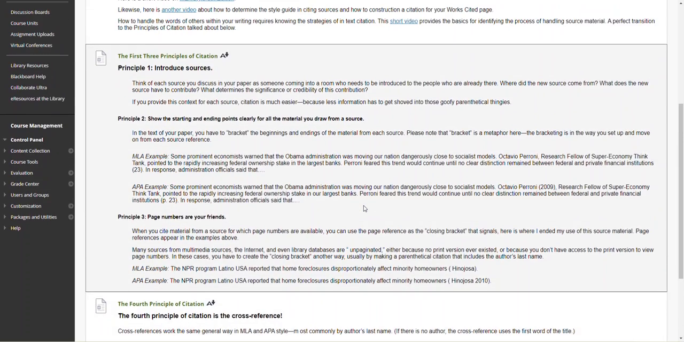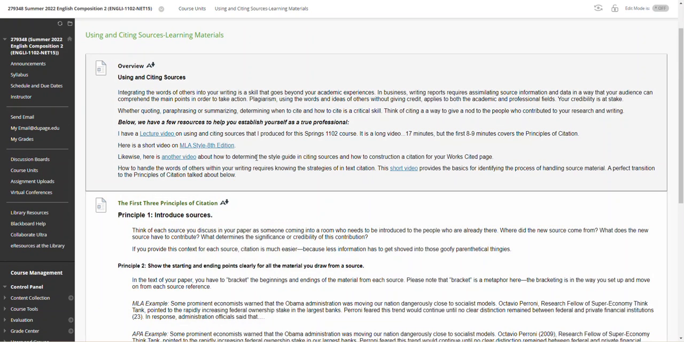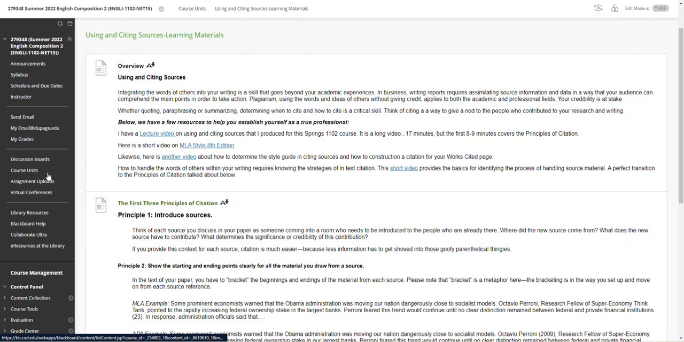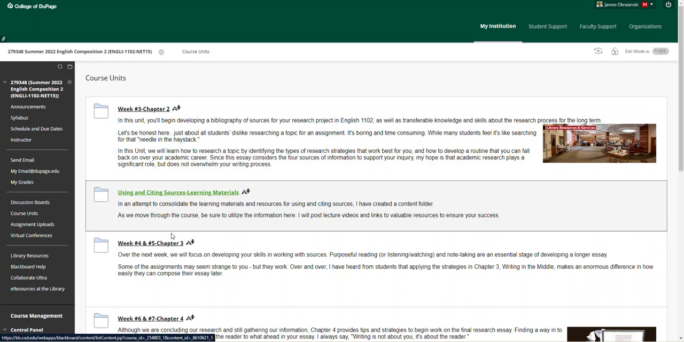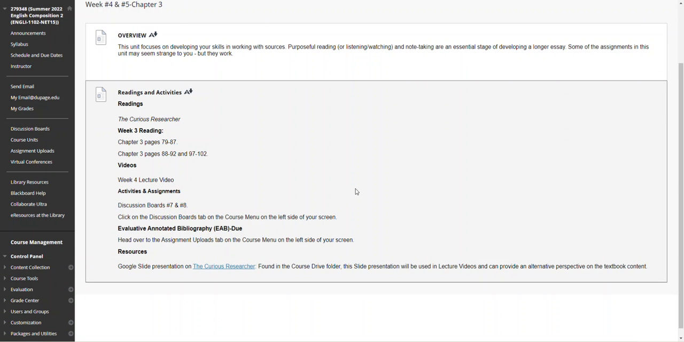All right, so here are the principles of citation that are in the course units. I have the lecture video on using and citing sources. I suggest you take some time to view the first 8 to 9 minutes, where I talk in depth about the principles of citation. So I want to get back to my course unit here. Let's get to chapter 3. And after we get through the annotated bibliography, one thing I do want to mention is that we'll move into discussion board number 8, in which you will work with a couple of your sources and do the double entry journal. So that'll be coming up next week after the annotated bibliography.